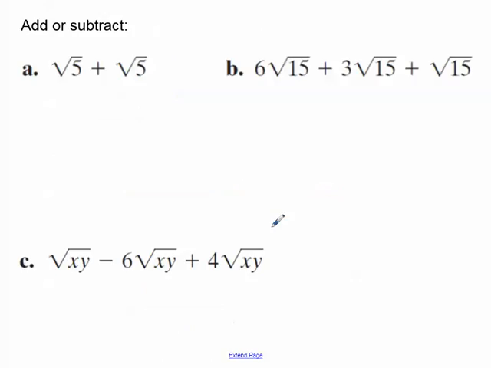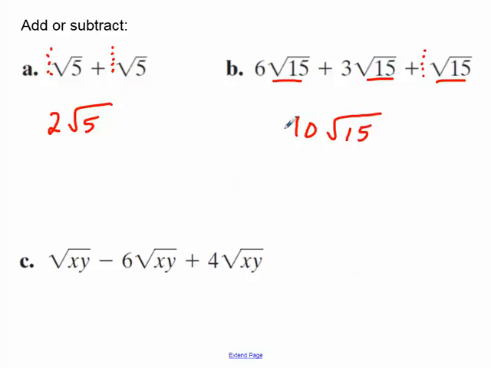So let's take a look at this. Square root of 5 plus square root of 5. Are they like radicals? Yes, because we got the square root, we got 5. I've got one of them plus one of them, gives me 1 plus 1, 2 square roots of 5. I can add them up because they're like radicals. Can I add these up? Yes, they're like radicals. They're all the square root of 15, so I can add them all up. This would be 6 plus 3 plus 1. 6 plus 3 is 9, 10 square root of 15.